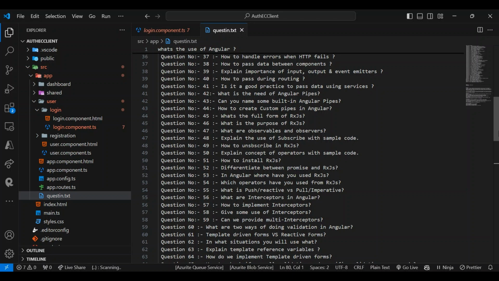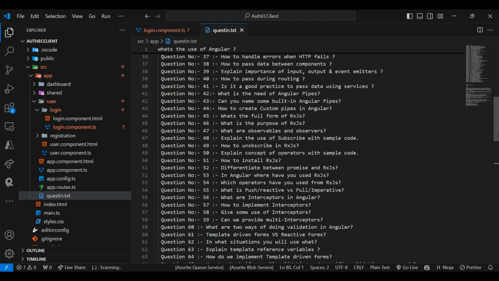Then they asked what state management technique you are using. In my case, I use RxJS, so I mentioned that. Then they are asking what is the full form of RxJS, what is the purpose of RxJS, and what are observable and observer. Then next they ask to explain a short sample code with subscribe. Then they ask how to subscribe and unsubscribe in RxJS.